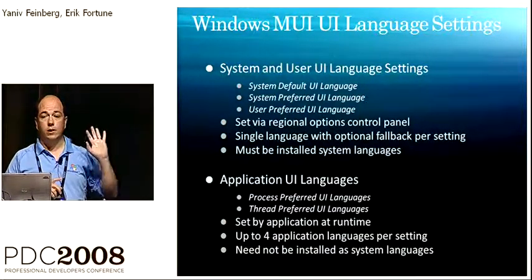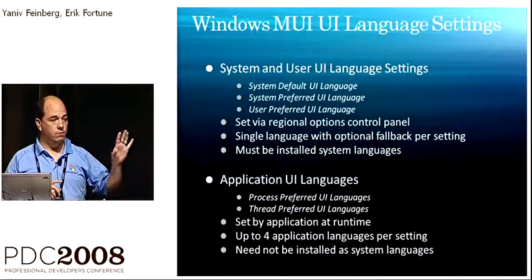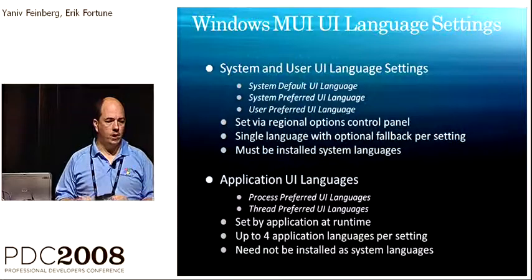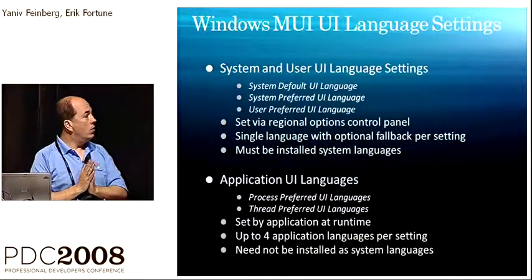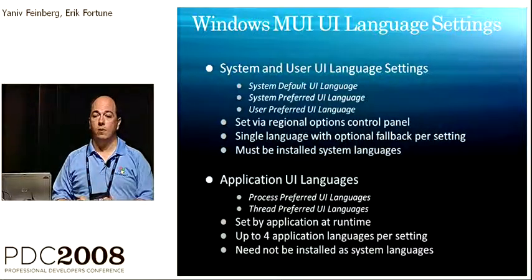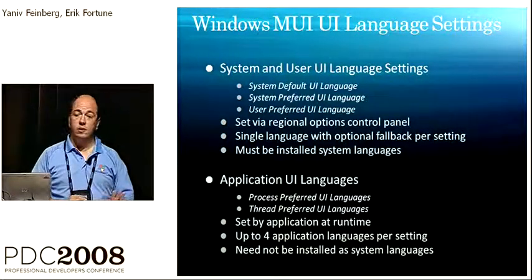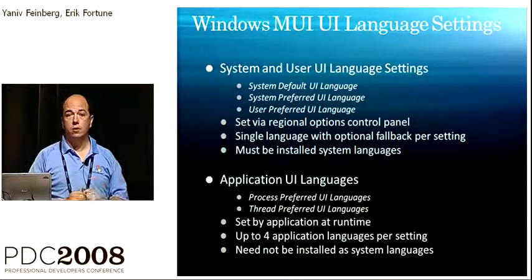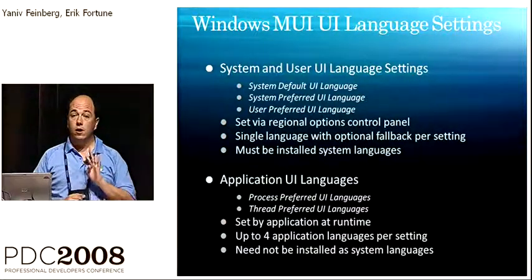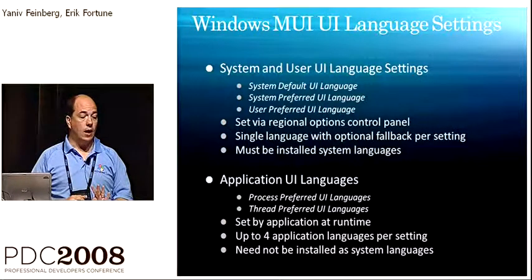These are set via the regional options control panel, and there's no public API for setting those. The application UI languages are not stored by the system anywhere. They must be set by the application. It's a list, a multi-string, double null-terminated multi-string of up to 4 languages. And these languages need not be installed as system languages.